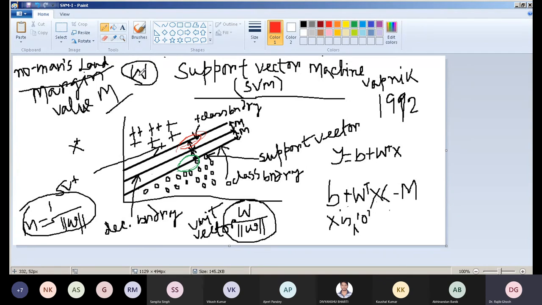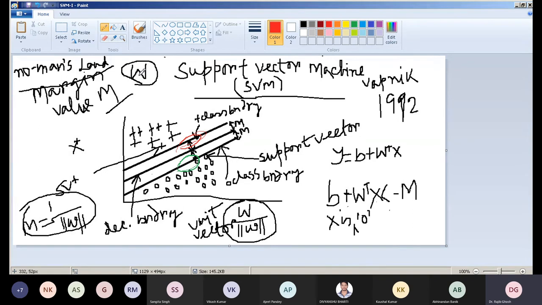If we remember, as we have already seen earlier using the linear discriminant function, that the weight vector capital W is always perpendicular to the classifier line. Classifier line means the decision boundary.